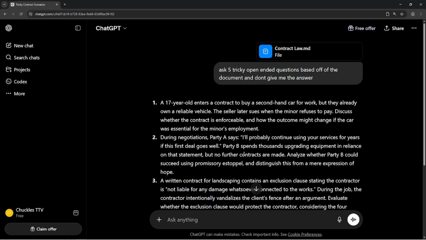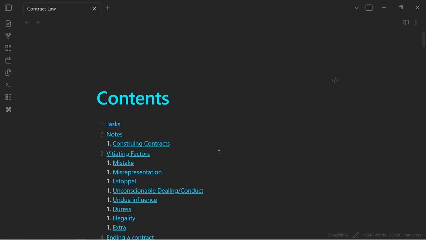Distinguish this from mere expression of hopes. Okay, so the key thing is that party B is spending money on reliance of party A's statement. But I think one of the important things, remember that there was that long list? I've forgotten the list, but before I check my notes, it's important that party A is not intending this, right? Is kind of lying. Okay, we're going to check my notes.